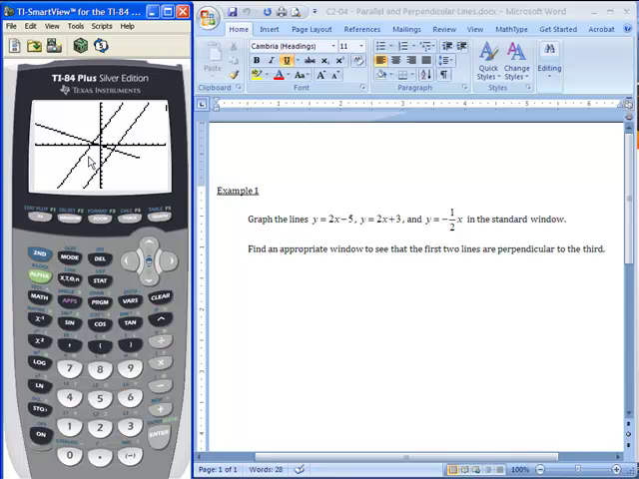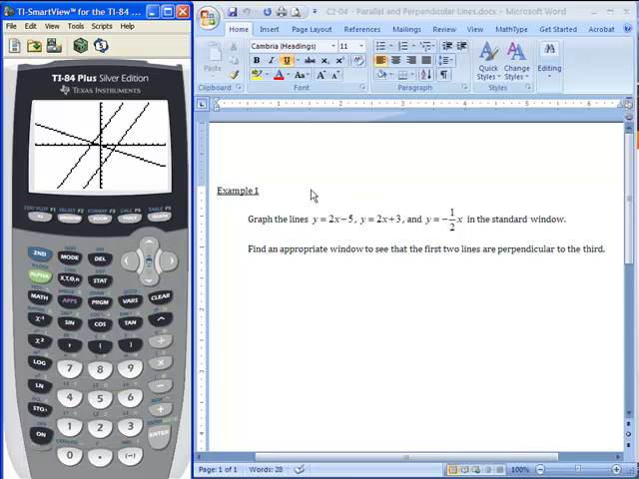Now, if we look at the first two lines that graphed, y is equal to 2x minus 5 and y is equal to 2x plus 3, on the graph it looks like they might be parallel. And if we compare their slopes, we'll see that their slopes are both identically 2. And anytime two lines have exactly the same slope, those two lines are parallel to each other. So they're parallel and they look parallel.